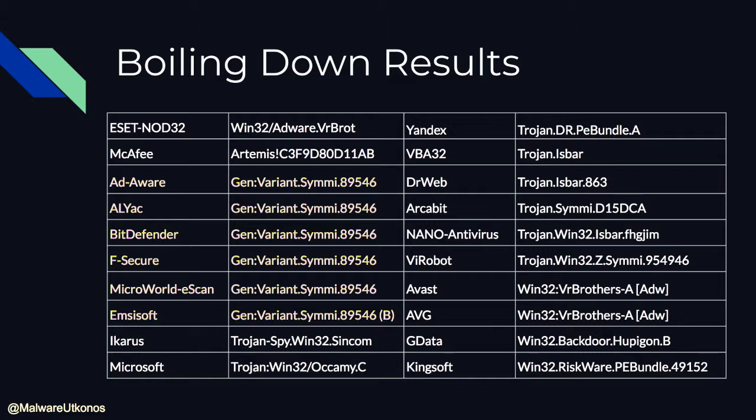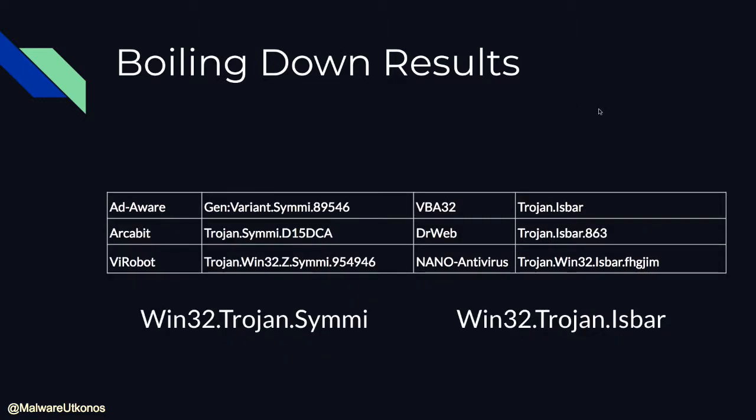So you need to correct for that if you're going to write an algorithm to boil down your results. There's another one here. So these two, Avast and AVG, are clearly a shared signature. So again, you have to correct for that one. And so moving down, I've boiled this down to two possibilities here. These are clearly all different signatures from different companies. So Isbar or Simi. Both of these are, by the way, fairly generic results, but I just wanted to demonstrate the process.